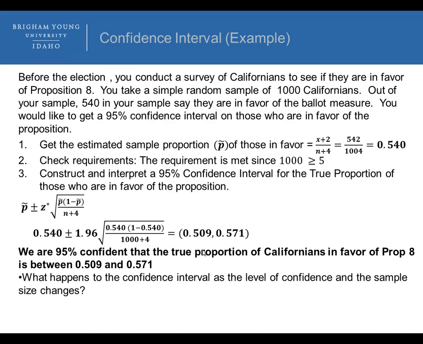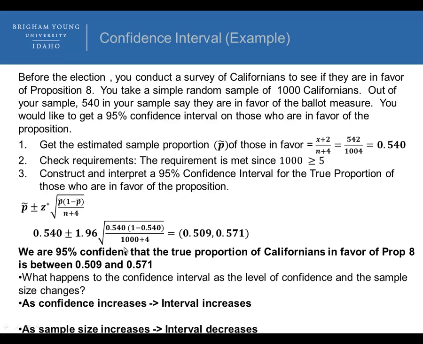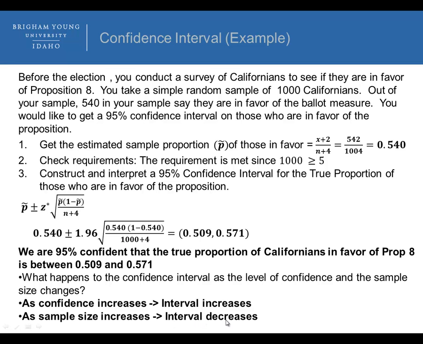Okay? So what happens to the confidence interval as the level of confidence and the sample size change? This is kind of a review from what we did back in Unit 2. As our level of confidence increases, the width of our confidence interval also increases. That's because if we increase our level of confidence, this critical value goes up, and therefore the margin of error, and the width of our confidence interval, goes up. But if our sample size increases, the width of our interval decreases. Because n is in the denominator of our margin of error, it's going to make the margin of error smaller, and in turn the width of our confidence interval will be smaller as well.